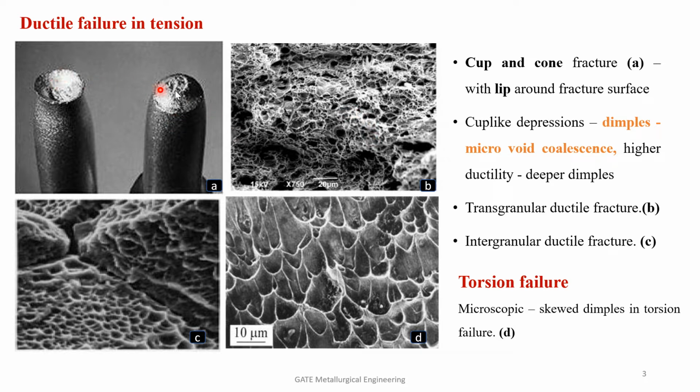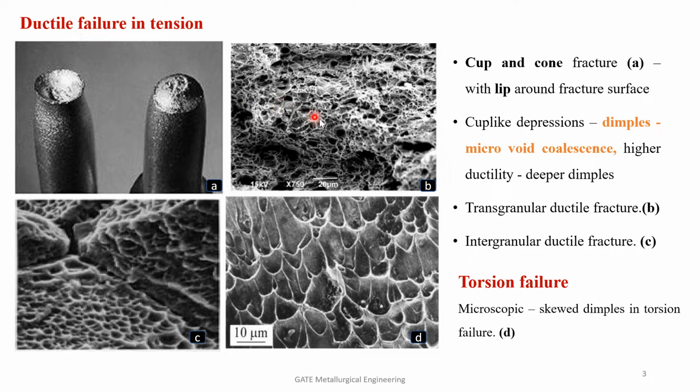And if we observe this particular section under a microscope, we will be able to see dimples or cup-like depressions. These dimples or cup-like depressions are usually formed due to microvoid coalescence, that is, small voids at the micron level coalescing with each other to form these dimples. And deeper dimples mean that it is a material having higher ductility.